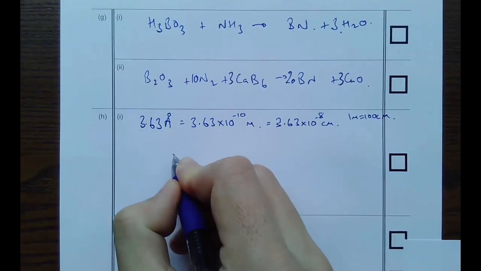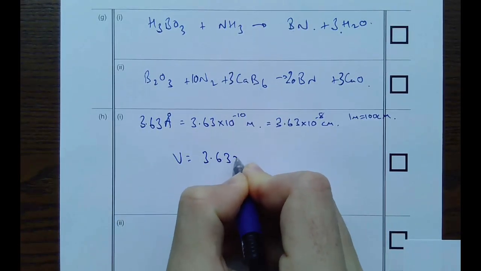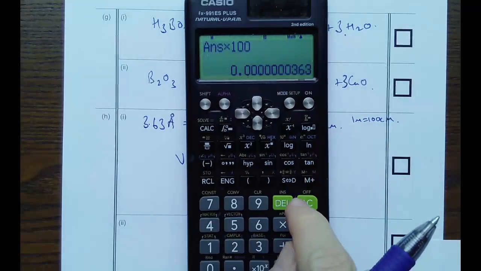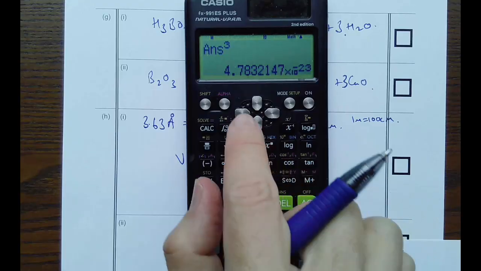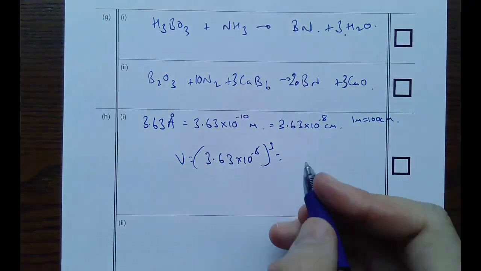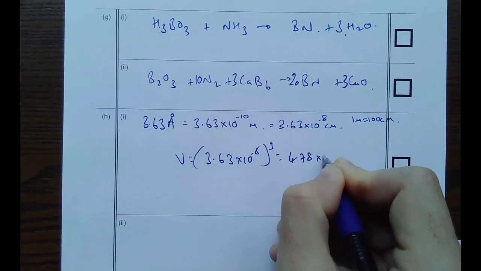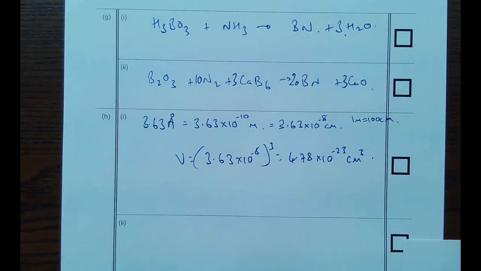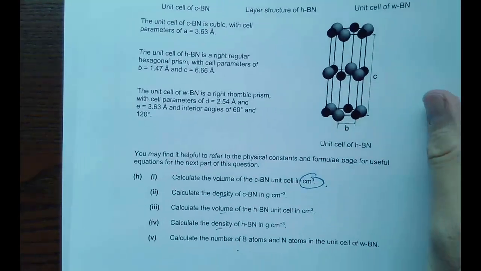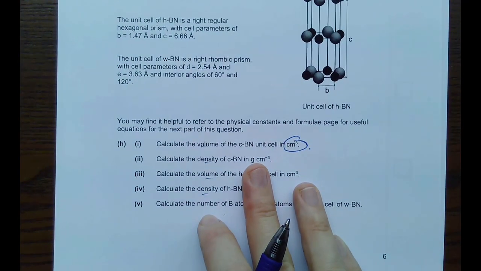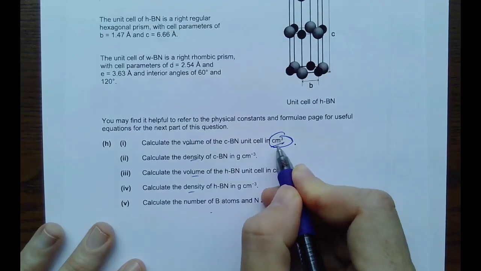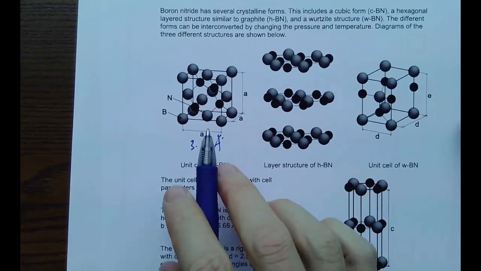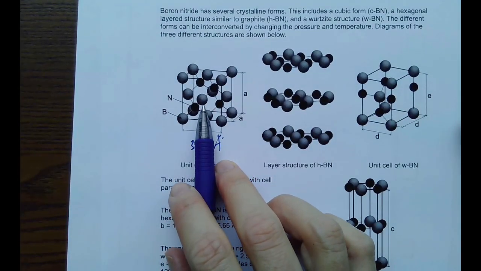Okay, and then the volume is just 3.63 times 10 to the minus 8 cubed. So I'm just going to cube that value, and I get 4.78 times 10 to the minus 23 centimeters cubed. Lovely. Then it says calculate the density in grams per centimeter cubed. So I've got the volume, now I need to know the mass. So what mass of BN is there inside here?